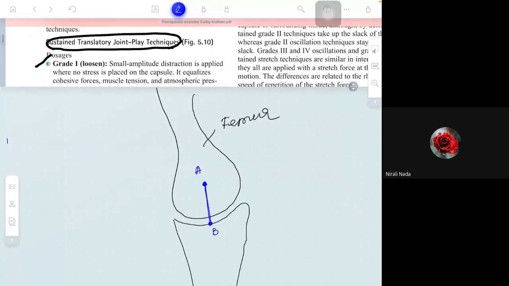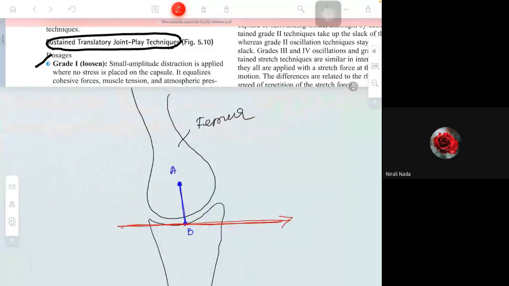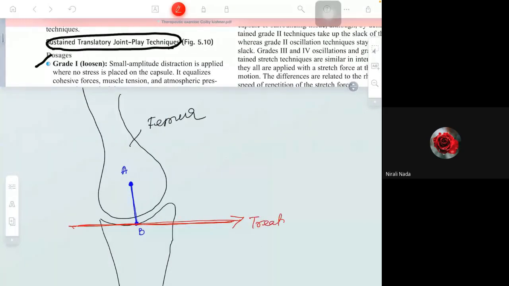Now what is the second line? I will draw another line perpendicular to line 1. This line. This is another line. So this line is called the treatment plane. Are you clear? Yes, sir. This is an important short note.